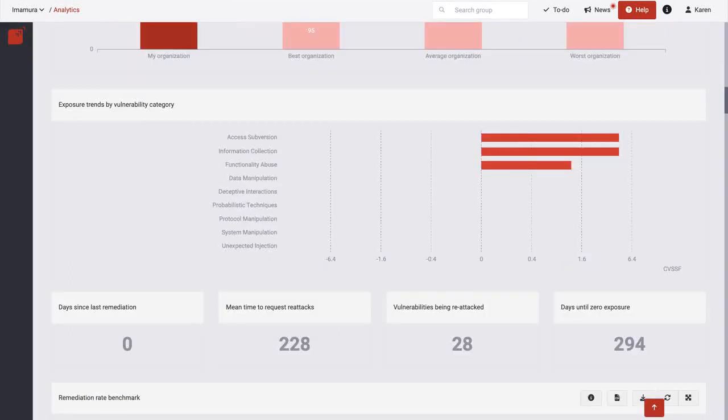Moving on, you can find out how it has changed lately with the report or remediation of some types of vulnerabilities. Learn how many days have passed since the last remediation and how much it takes you to ask us to verify the effectiveness of your fixes, as well as how many vulnerabilities are being re-attacked and the total number of days we estimate it will take you to remediate all the vulnerabilities reported until now.